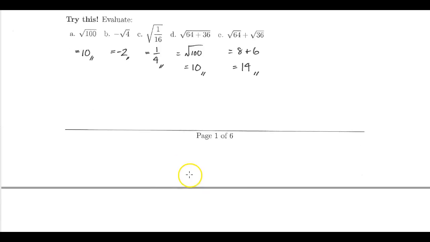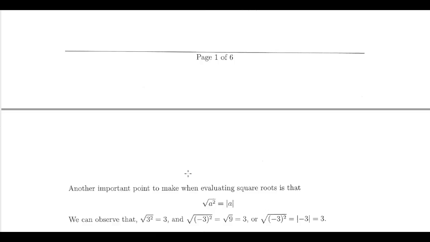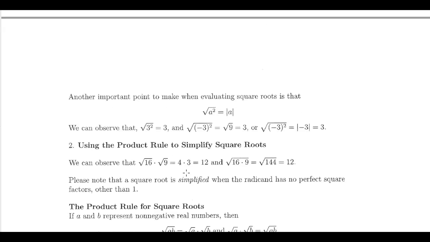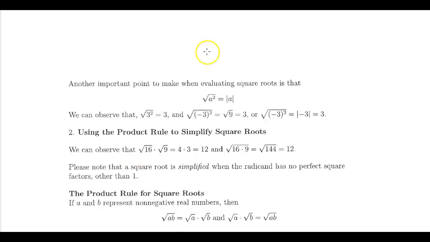So working with square roots, we can also make some observations about when we evaluate square roots. If we have the square underneath the radical symbol, we want the positive square root. So we're actually taking the absolute value of whatever the number is that's being squared. So the square root of 3 squared we can write as 3, and the opposite of 3 squared is 9, so that's like the square root of 9, which is 3.